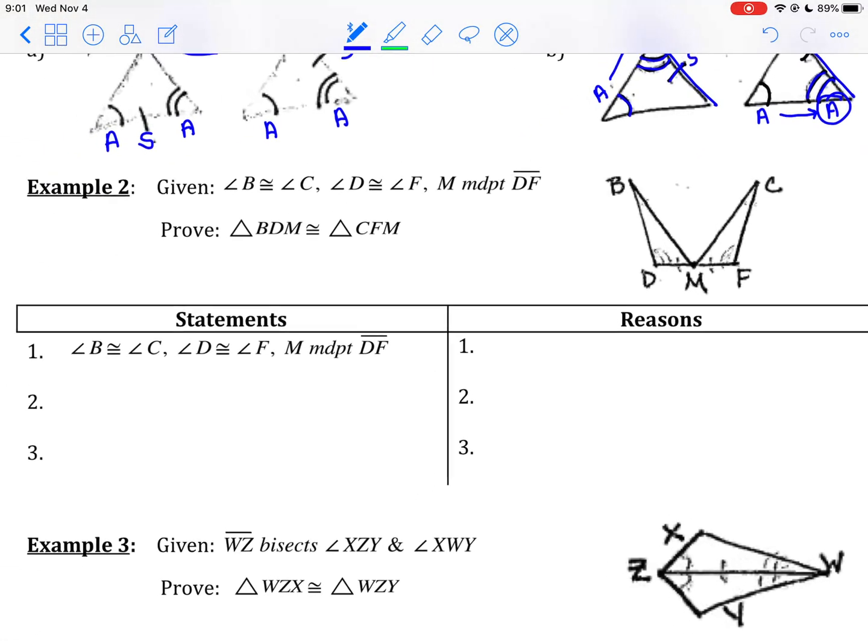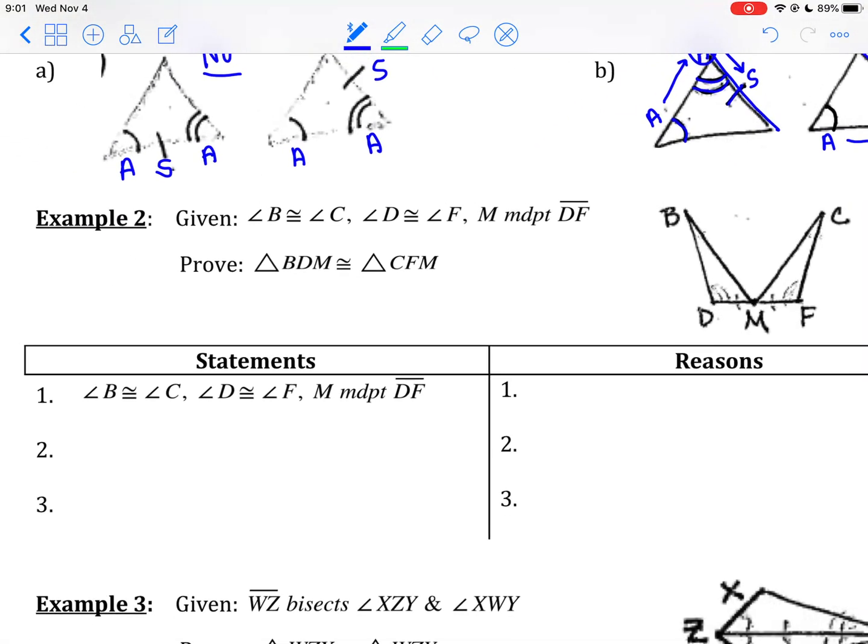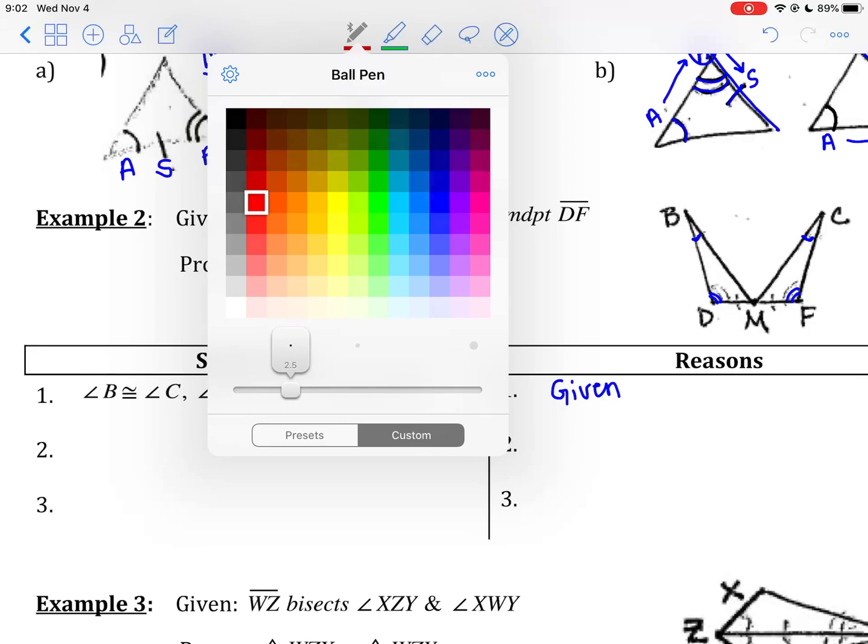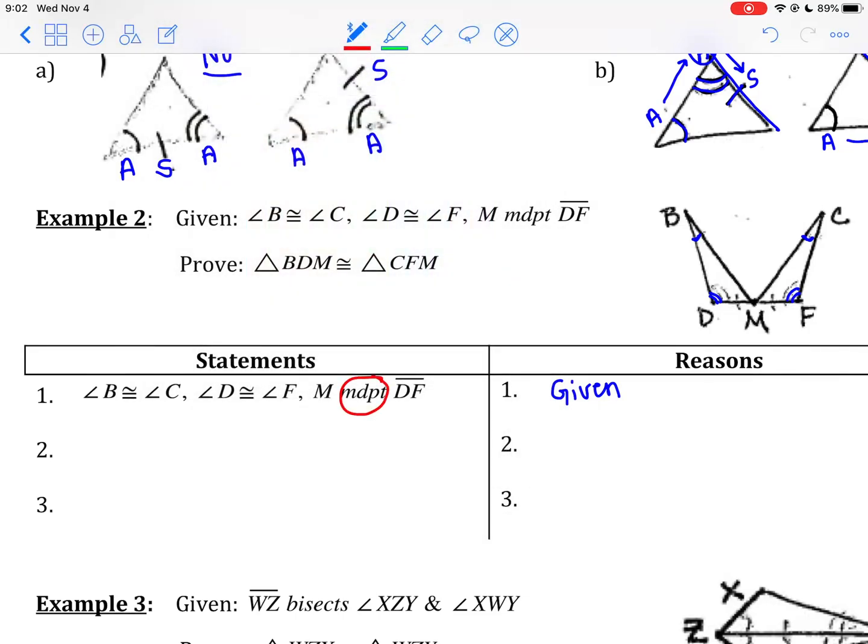All right, so here we have our first proof. And so we're given that angle B is congruent to angle C. So as we write it in our proof, we can mark it. Angle B is congruent to angle C. Angle D is congruent to angle F. And M is the midpoint of DF. So all of these have been put on the same line as my givens. Two of them give me angles, and one of them I have to use further. So the one that I have to use further says that M is the midpoint of DF.